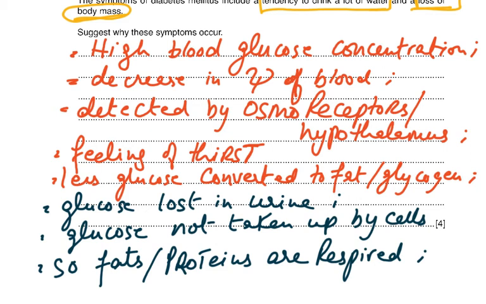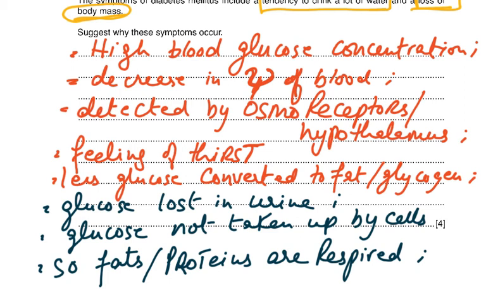That is because their insulin is not being produced, so they have a high blood glucose level at all times. Now, this decreases the water potential of the blood. You can write it properly: decrease in the water potential of blood. Now, this will be detected by osmoreceptors of the hypothalamus because the blood is too concentrated. Then this will result in the feeling of thirst.